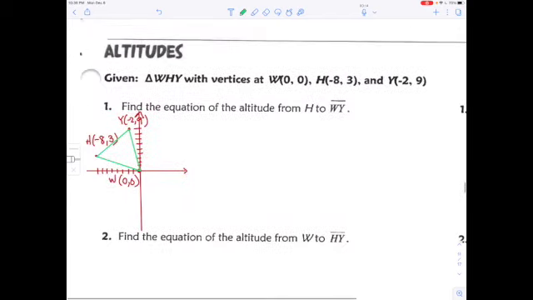Hi everyone. Right now we're going to talk about the altitude. I sketched the pictures and the question wants us to find the equation of the altitude from H to WY. WY is located right here. In this case, the altitude is going to be 90 degrees, perpendicular, and from the vertex.